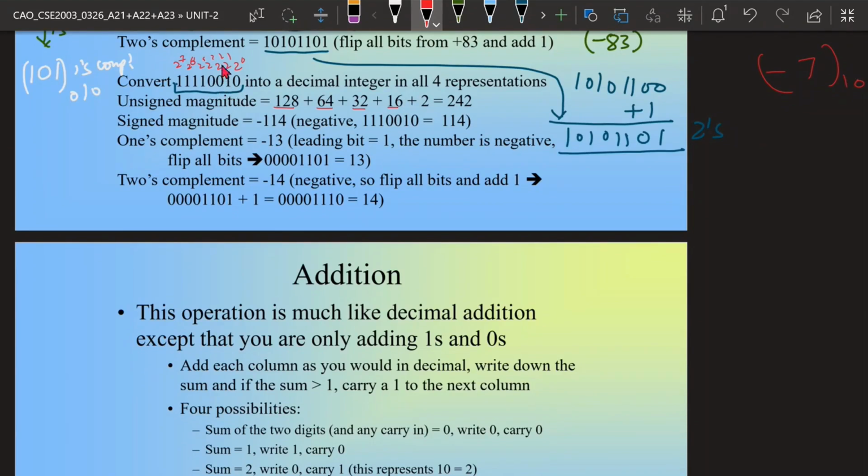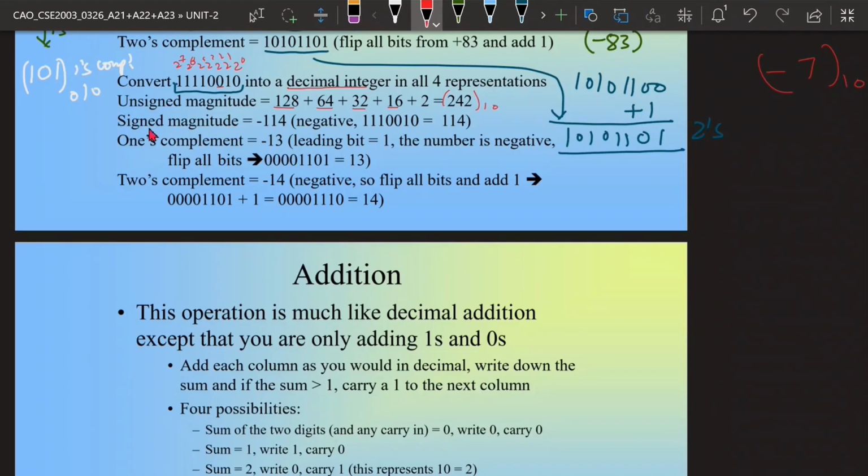Again, this is the location of 4, 2 to the power 2. We will not be adding it because it has the value 0. Then 2 to the power 1, that is 2. We will be adding it because it is 1. This is 0, so 2 to the power 0 is 1. We are not adding it because it is 0. Then we add it all up. That will be its unsigned magnitude representation in decimal, because we are converting it into a decimal number.